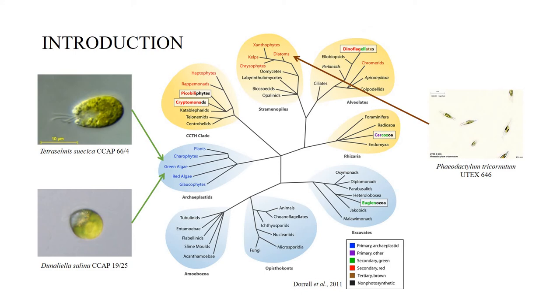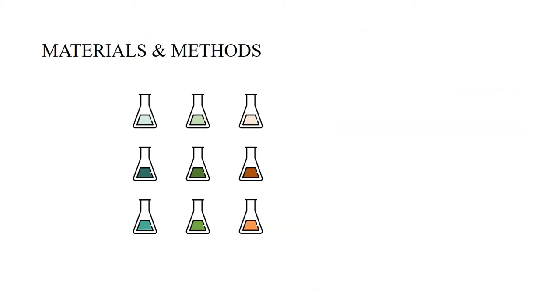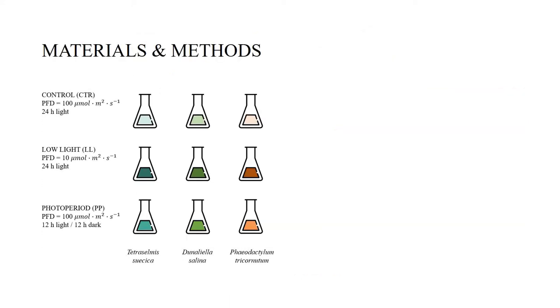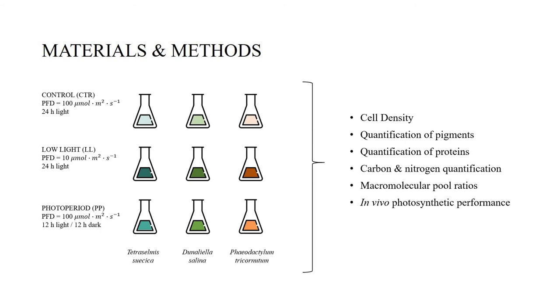So these algal species were grown under control, low light, and photoperiod conditions. Cultures were counted daily to obtain the cellular density within each flask. They were then sampled in the mid-exponential growth phase in order to quantify the pigments, proteins, carbon and nitrogen, as well as determine the macromolecular pool ratios and measure the in vivo photosynthetic performance.